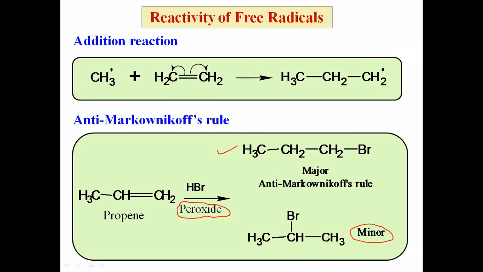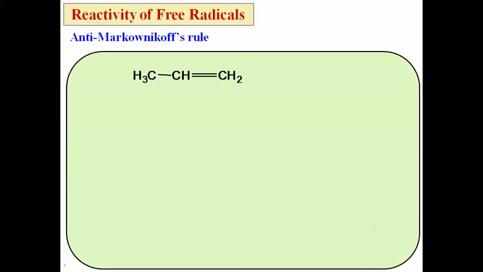Now we will see in the mechanism why there is a formation of N-propyl bromide as a major product. Means we will see the mechanism of anti-Markovnikov's rule. Actually, what is the role of peroxide or what is the role of free radical in this reaction? Okay, now we will see the mechanism. This is our unsymmetrical alkene, this is our propene molecule. And in the presence of peroxide, what happens?